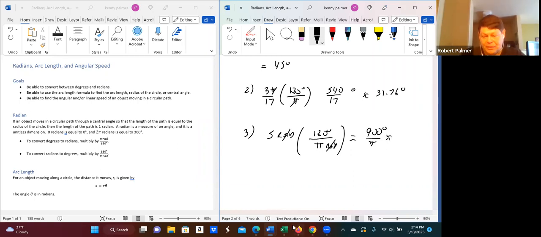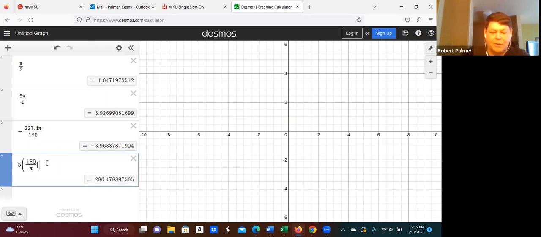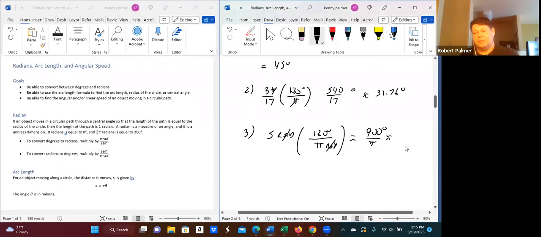Let's find this on Desmos. So let's do 5 times 180 divided by pi. You can see it already gives us the answer. And so that's going to be approximately 286.48 degrees. Let's write it down here, have more space. Okay. All right, let's do one more.